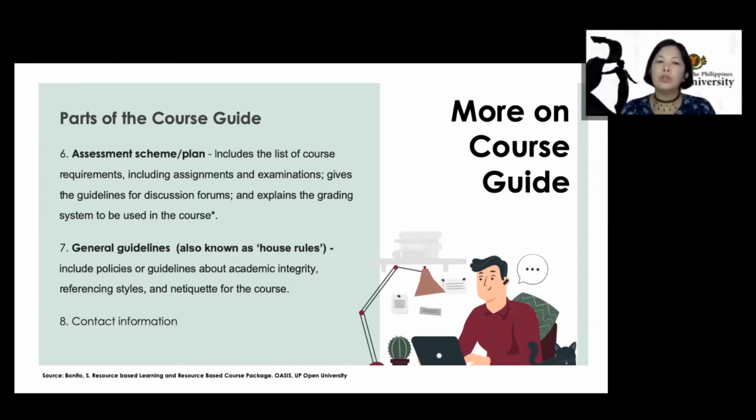So you should also include your house rules. The house rules include policies or guidelines about academic integrity and the referencing styles. For example, in my course, I asked them to use APA. And then you also include the netiquette for the course. Because if bullying is rampant in a face-to-face setting, it also happens in online and remote teaching and learning. So you should put there the netiquette for your course.